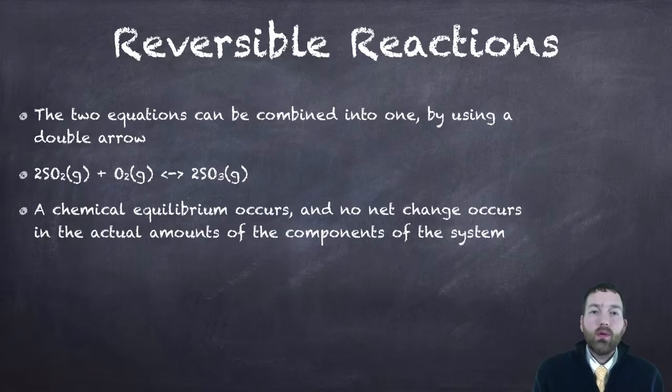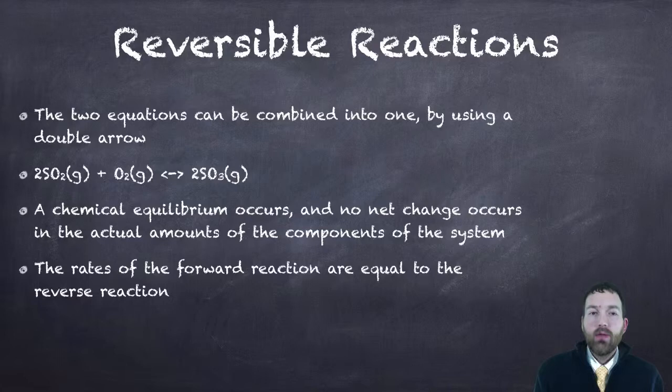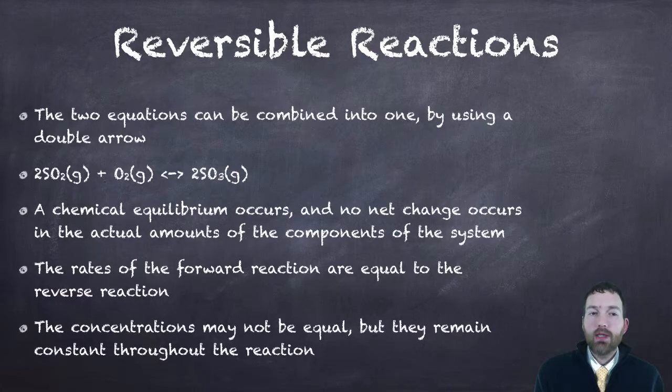So a chemical equilibrium occurs when this happens, and no net change occurs in the actual amounts of the components of the system. The rates of the forward reaction are equal to the rates of the reverse reaction. The concentrations may not be equal. They could be very heavily favored for products or reactants, but the concentrations remain constant throughout the entire reaction.